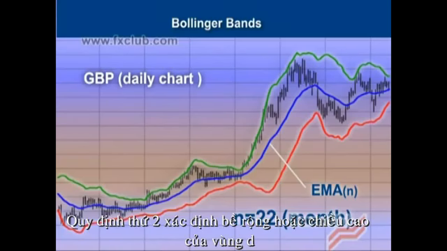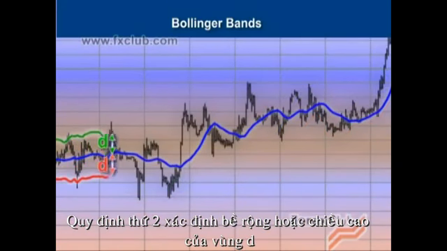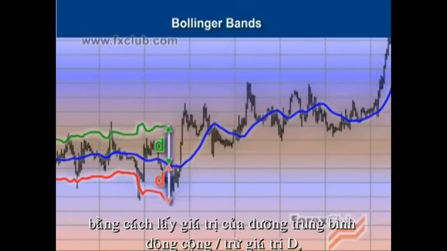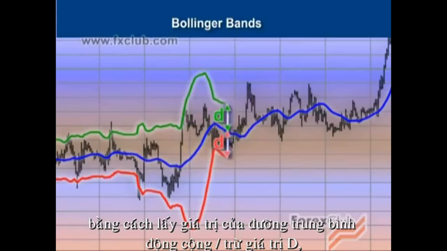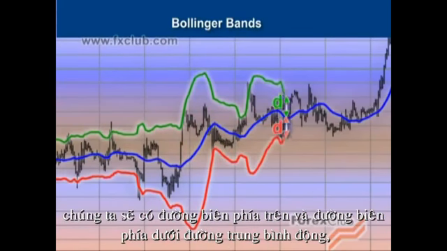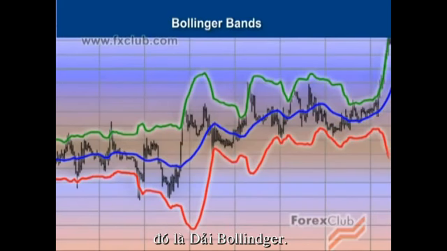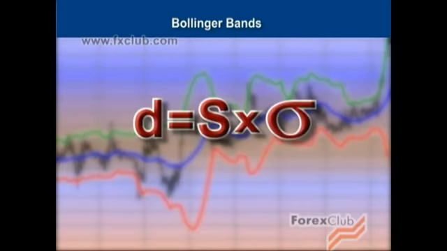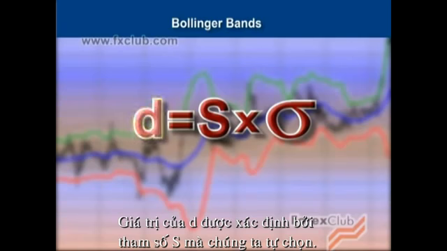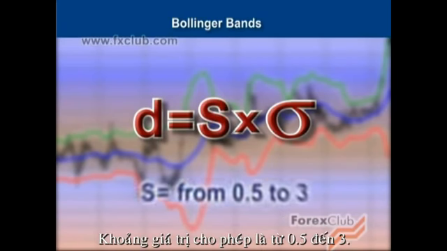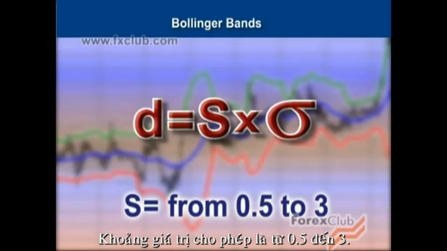The second rule defines the width, or the height, of the range D. By adding and subtracting D from the value of the moving average, we get the upper and lower lines of the Bollinger band. The value of D is determined by the parameter S, which we select ourselves. The range of permitted values for S lies between 0.5 and 3.